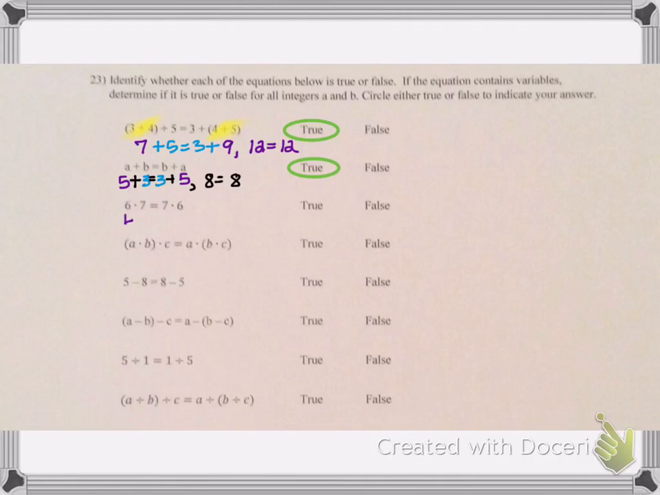6 times 7 equals 7 times 6. That will be true because 42 equals 42.